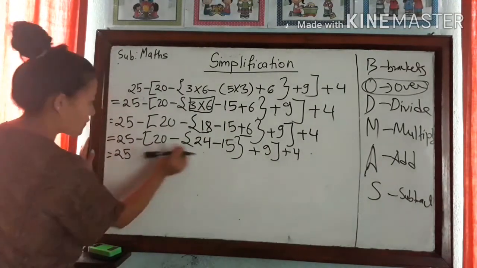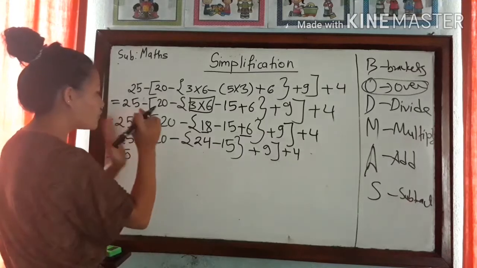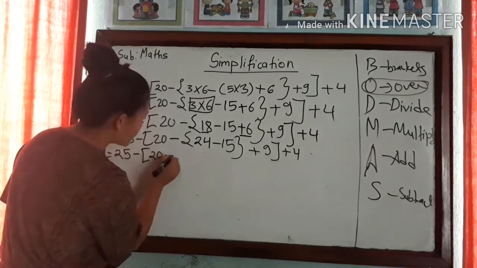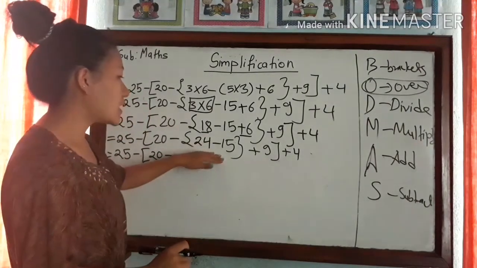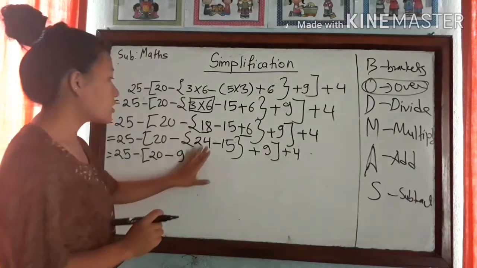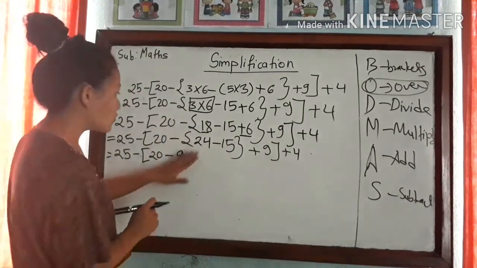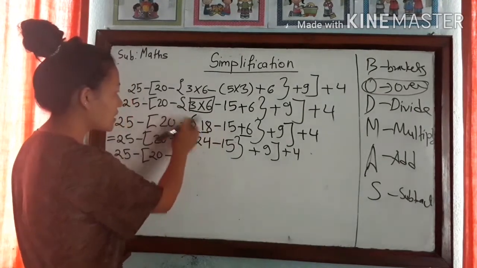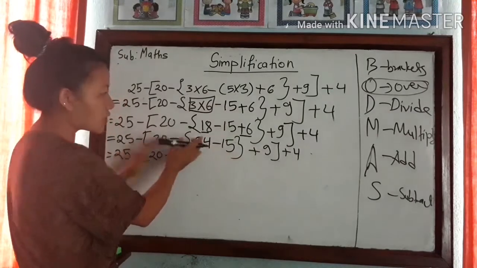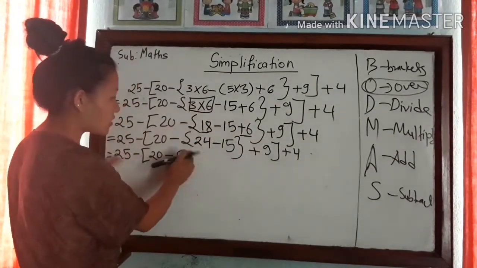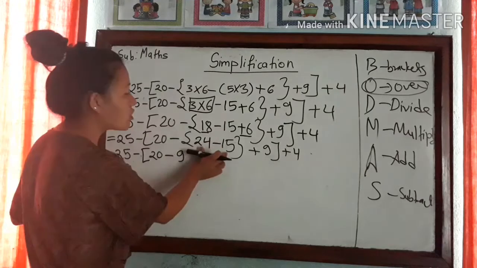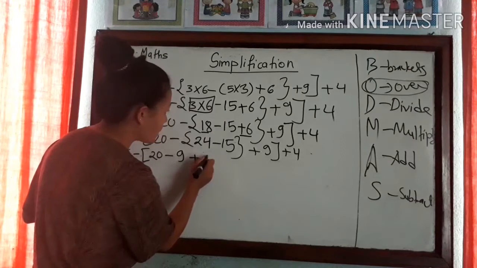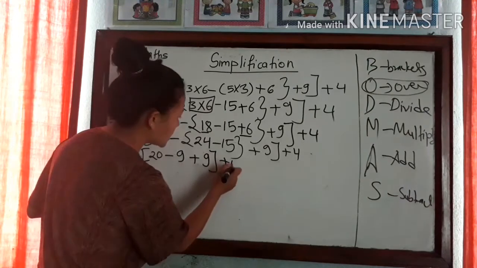Now again, we haven't opened this curly bracket, so let's move straight to the curly bracket. 20 minus... here we have a problem regarding subtraction, so let's subtract. 24 minus 15 is 9. So here we can see that we have just solved all the problems inside the curly bracket, or we can say we just opened the curly bracket. There is no need for the curly bracket now because we have solved all the problems inside it. Now the rest of the others we have to copy as it is.